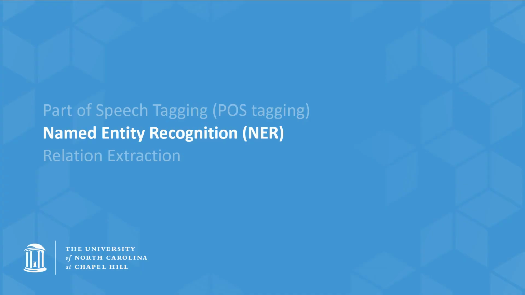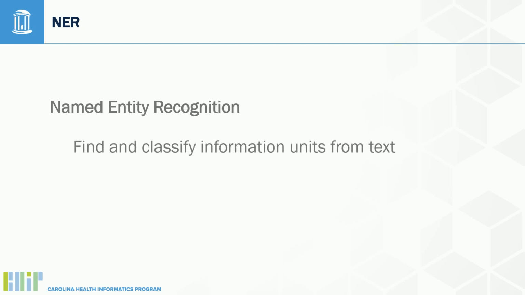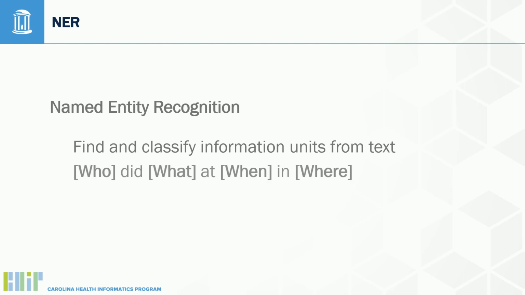In this part, we will talk about named entity recognition, or NER. NER is a task where we find out the key information objects and categorize them into predefined classification, such as person, organization, and location names, and numeric expressions, including time, date, money, and percent. It helps us to answer a question: who did what, at when, in where?